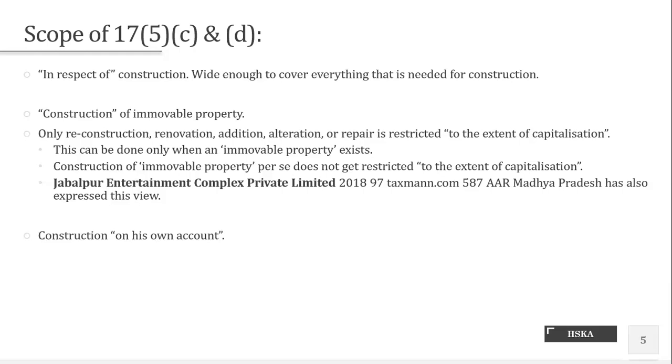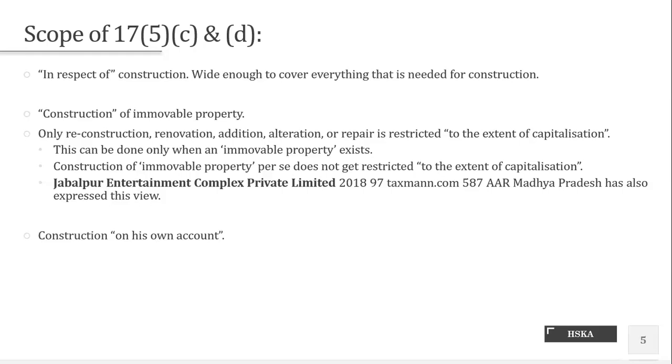I feel this in respect of is a very wide usage. Say, for example, we decide to construct a building, and that building is an immovable property. Anything and everything that has to go into the building to make it a fully functional building will get disallowed in 17.5 C and D. So I feel the purpose of this phrase in respect of is to make it wide enough to cover anything that is for construction of a particular building.